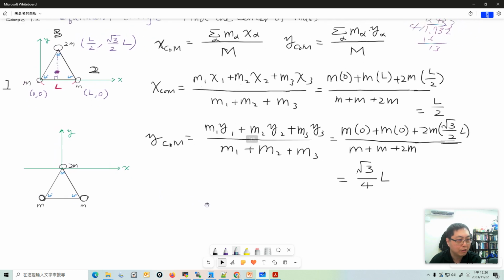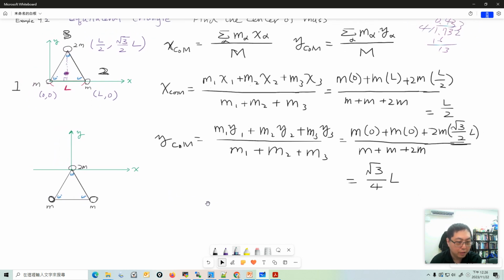Okay, so let's see what the answer would be. Yeah, the same one. The x COM is equal to... the denominator is 4m. We already know that, so we don't have to explicitly write it down. Okay, so in this coordinate system, what are the coordinates of these three objects?